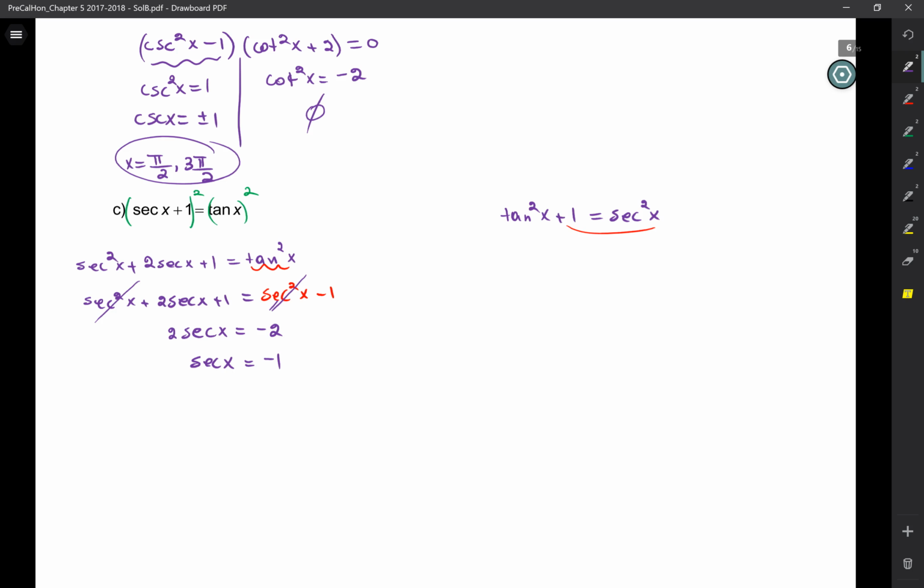Because of this identity, tangent squared x plus 1, I move the 1 over. So now, where is secant, which is the reciprocal of the cosine, equal to negative 1? Cosine at pi. Just pi.